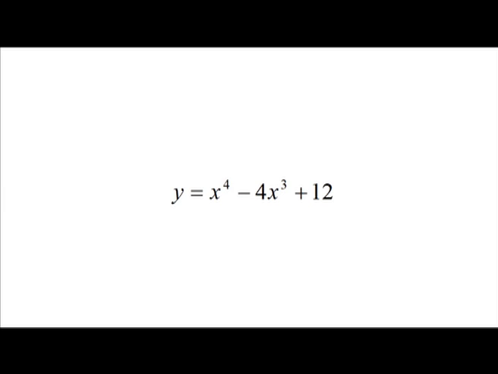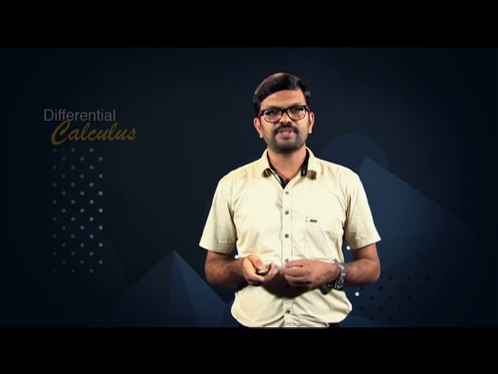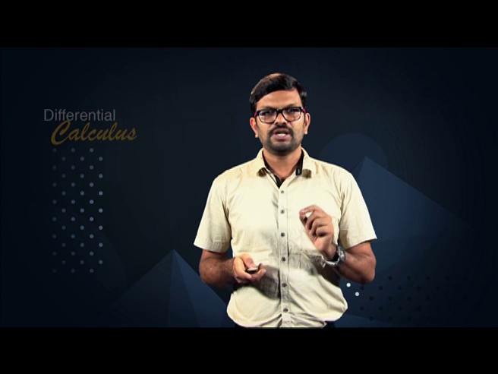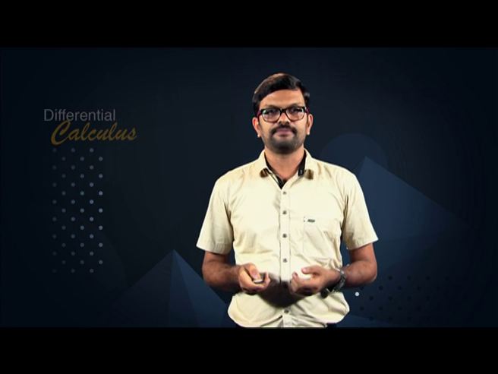We shall now sketch another polynomial function y is equal to x to the power 4 minus 4x cube plus 12. We do not observe any symmetries or asymptotes, so we move on to derivatives. Y dash is equal to 4x cube minus 12x square and y double dash is equal to 12x square minus 24x. Y dash is equal to 0 implies 4x square into x minus 3 is equal to 0, so that x is equal to 0 or 3 are local extrema.